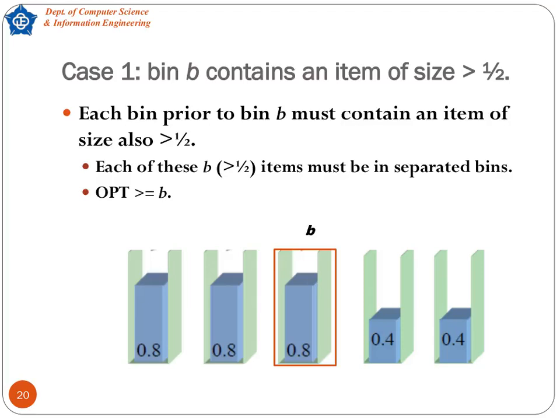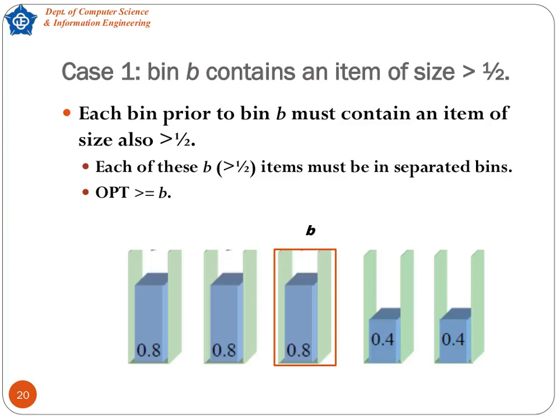Now let's dive deeper into case 1, which is when bin i contains an item whose size is greater than 1/2. What does this condition imply? Crucially, it dictates that every bin prior to bin i must also contain an item with a size greater than 1/2. Because of this, each of these larger than half items must be placed into its own separate individual bin. This leads us to infer that the optimal number of bins, or OPT, must be at least i.